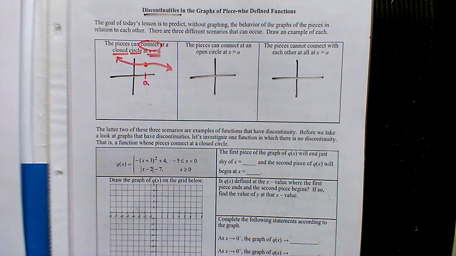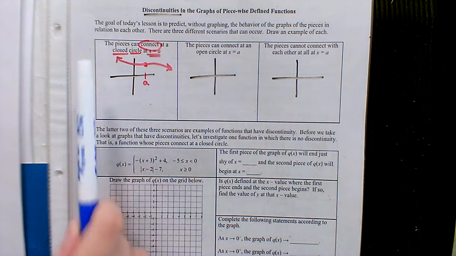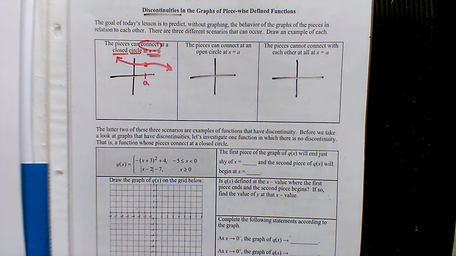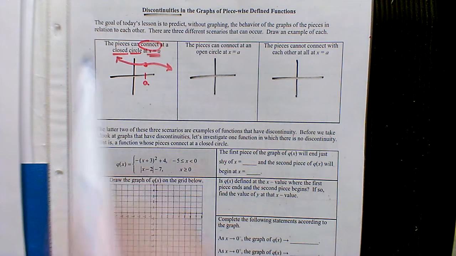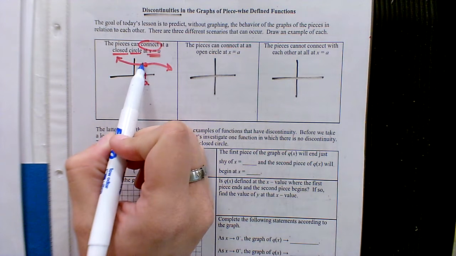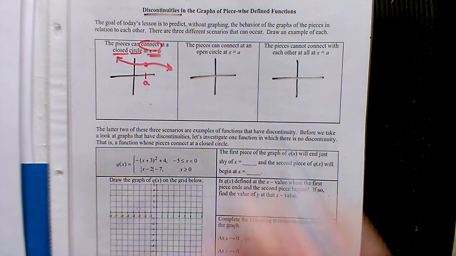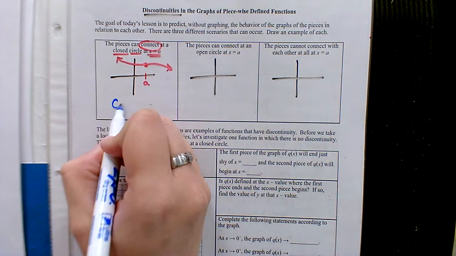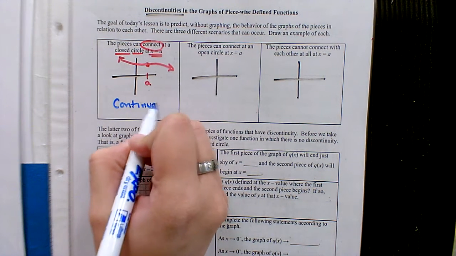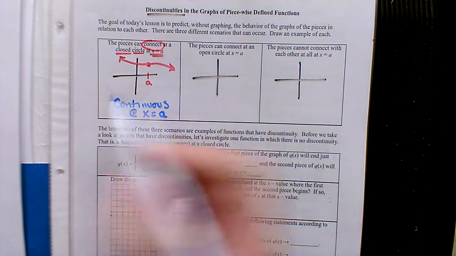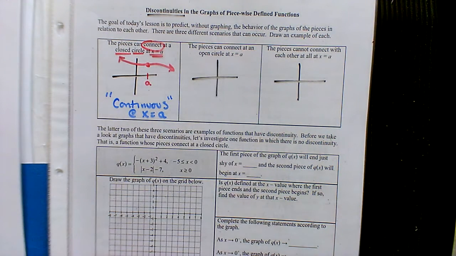Based off of this scenario, if you were to draw the graph from left to right, would you ever have to lift up your pencil? No. You can always touch the left-hand side. You're clearly going to touch the point because it's closed, and as you continue your pencil, you'll go to the right forever. So we would say we are continuous at this specific x value of A. We can draw our graph without lifting up our pencil at that point.